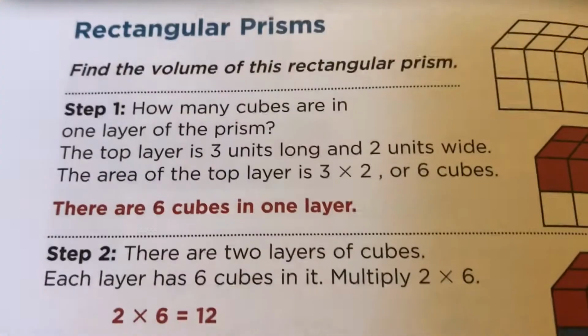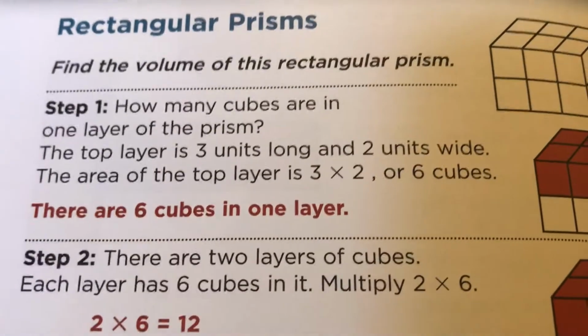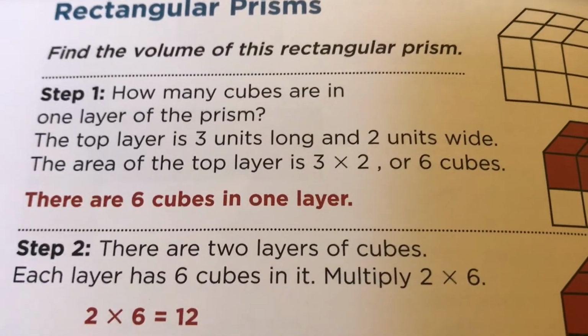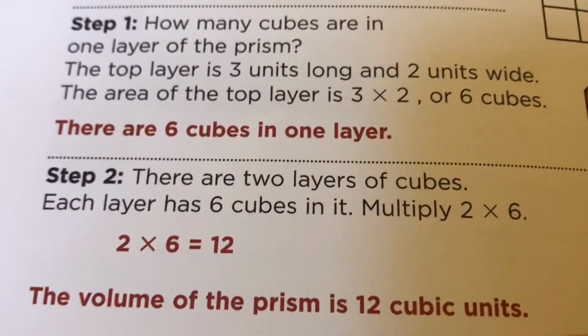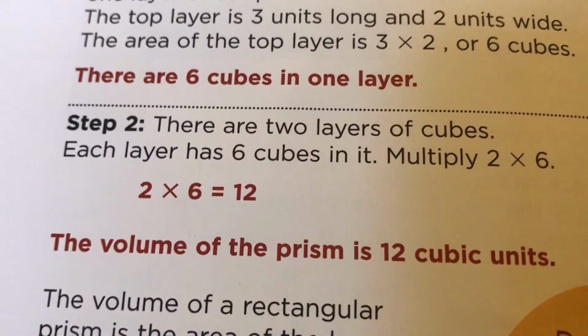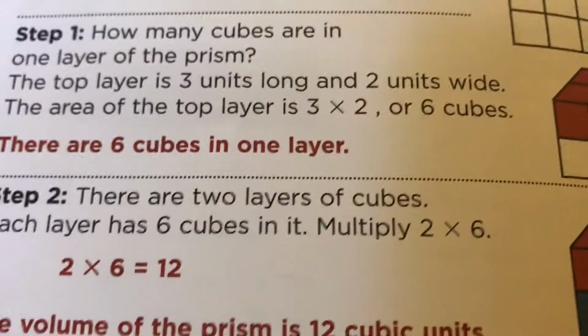Step 1. How many cubes are in one layer of the prism? The top layer is 3 units long and 2 units wide. So the area of the top layer is 3 times 2, 6. There are 6 cubes in one layer. Step 2. There are 2 layers of cubes. So each layer has 6 cubes in it, multiplied by 2.